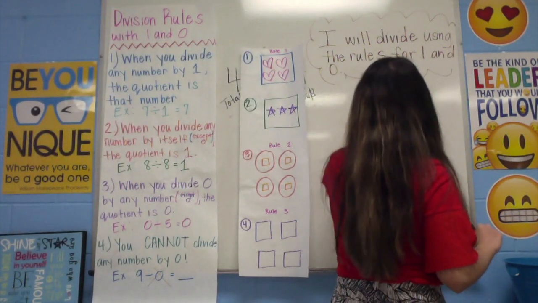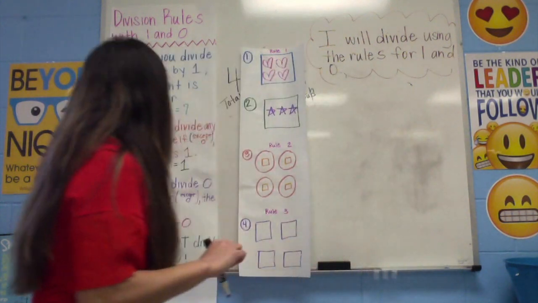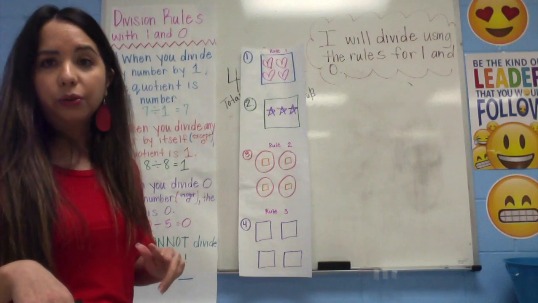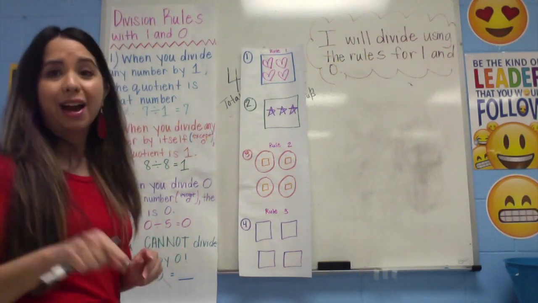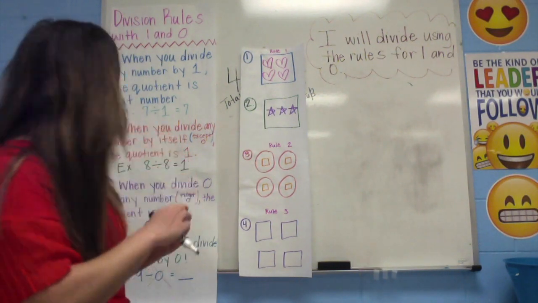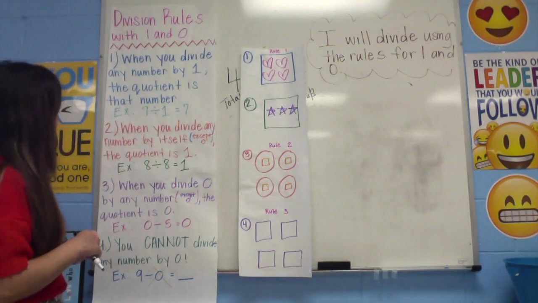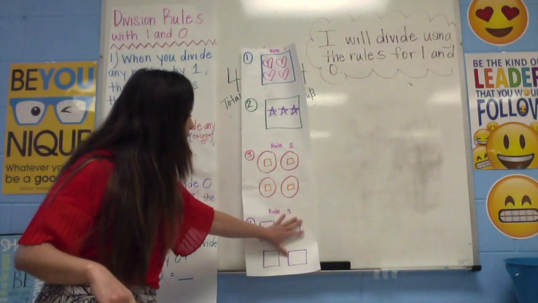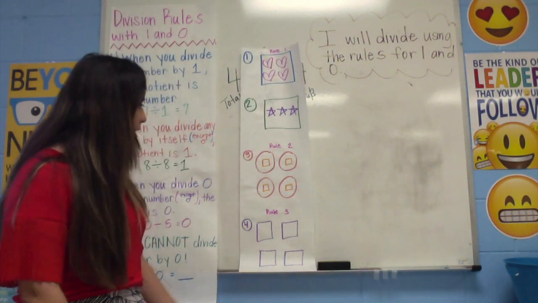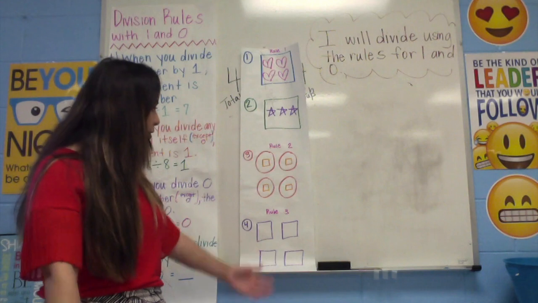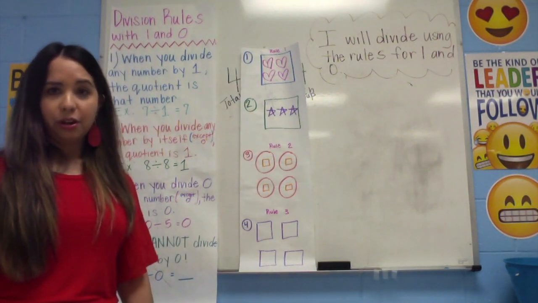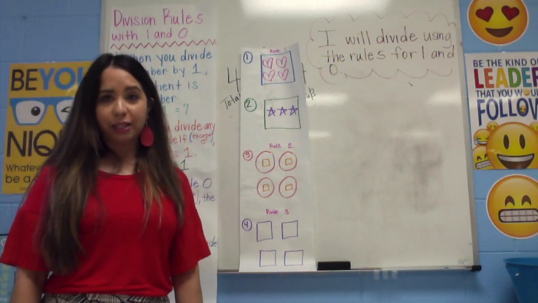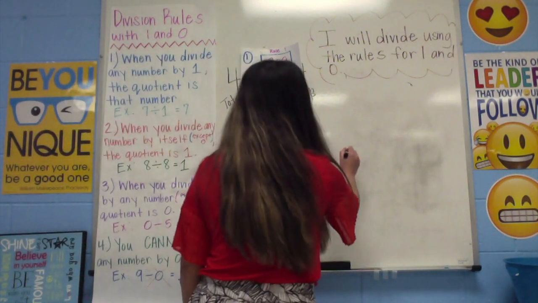All right, let's look at rule number 3. Rule number 3 says, all right, so for rule number 1 and 2, that's when we divide by 1. Rule number 3 says when you divide 0 by any number, the quotient will be 0. For example, look at this problem right here, the purple squares. As you can see, these squares represent equal groups. All right, there is nothing. There are no objects in the equal groups, so that would be 0.